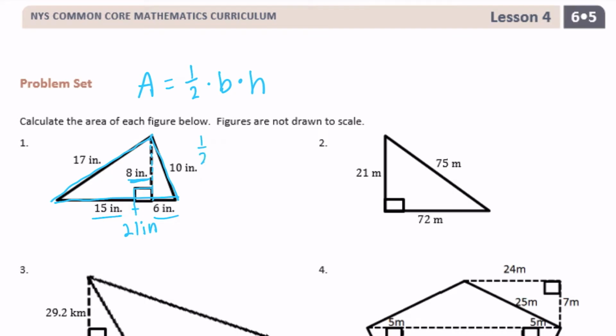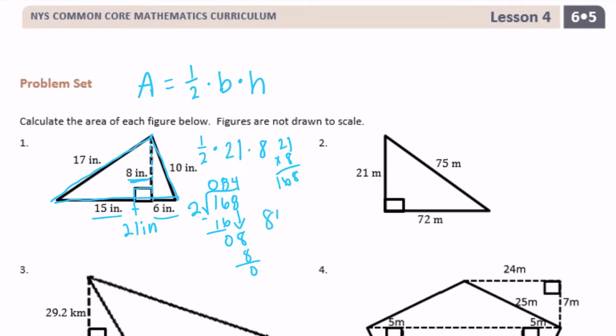So we have 1/2 times the base, 21 times 8. So let's do 21 times 8 is 168. And then if we find half of that, 2 goes into 16, 8 times. Bring down the 8, 2 goes into 8, 4 times. So we get 84, our label is inches squared.